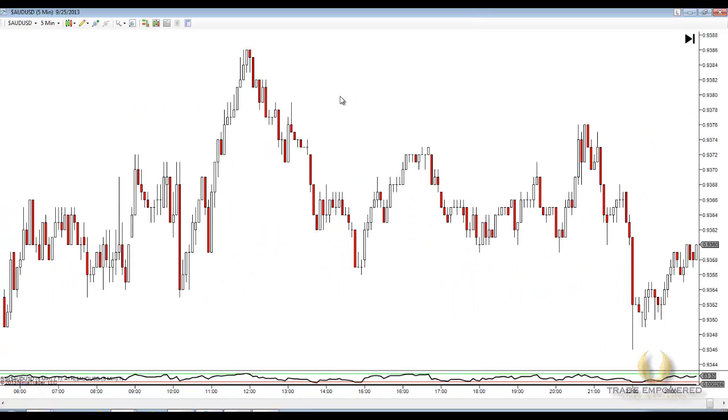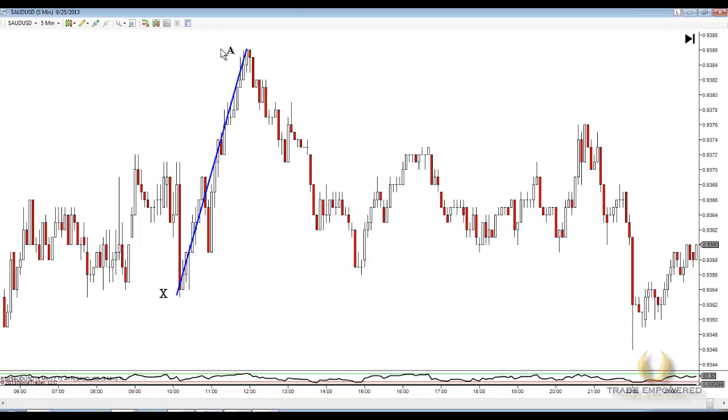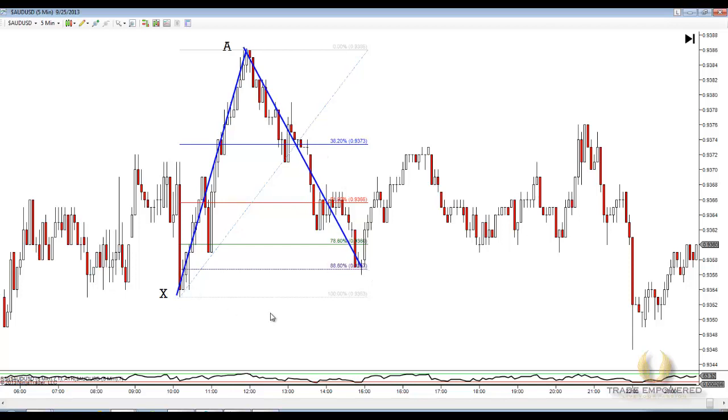This is going to be a really sloppy one, but check this out. Our impulse leg X to A, X leg to our A leg. We can bring in our Fibonacci retracement, swing low to swing high. You can see we come past the 786 all the way down to the 886. But again, as long as our candlestick wick doesn't pass our X leg, this is still valid.